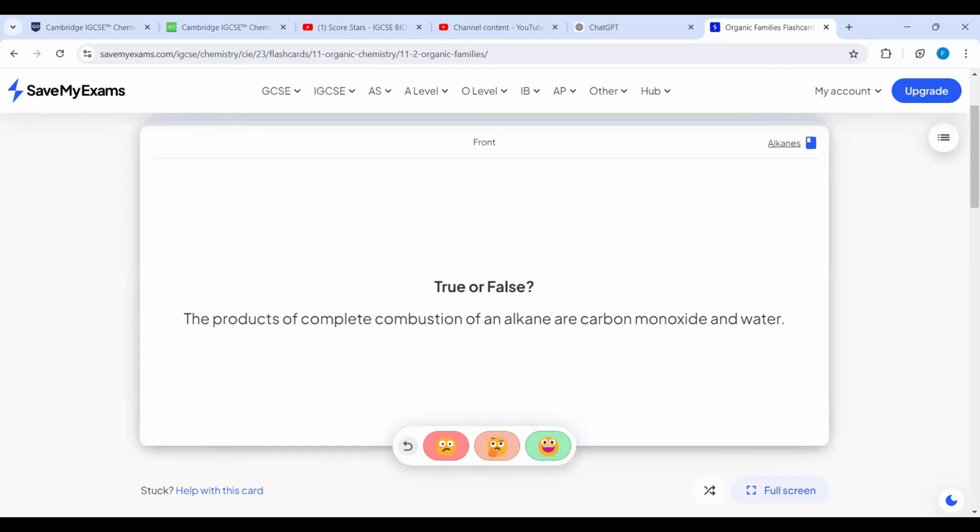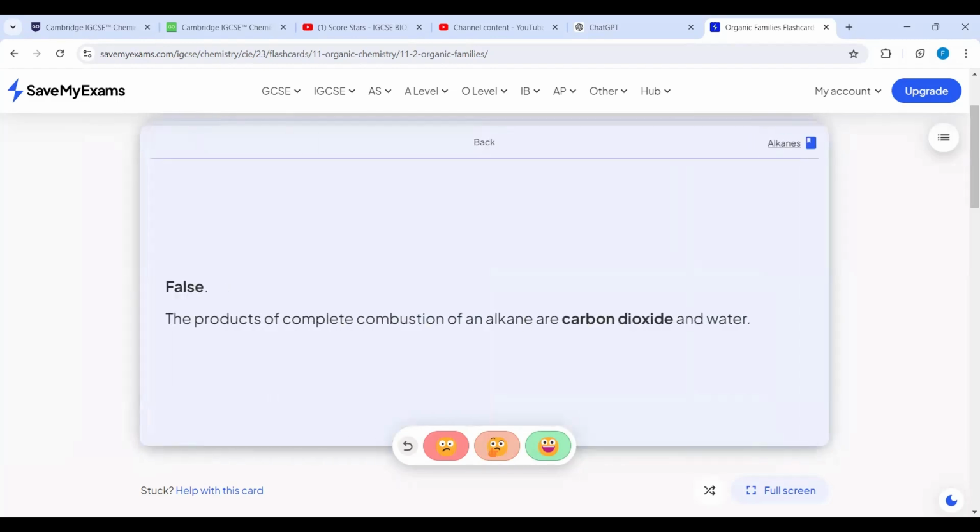Is it true or false? The products of complete combustion of an alkane are carbon monoxide and water. No, this is false. The products of complete combustion of an alkane are carbon dioxide and water. And remember, all alkanes will give the same products, carbon dioxide and water, when the supply of oxygen is sufficient.